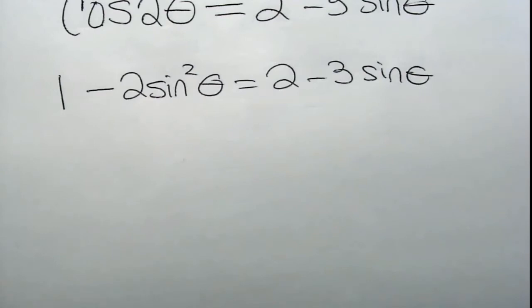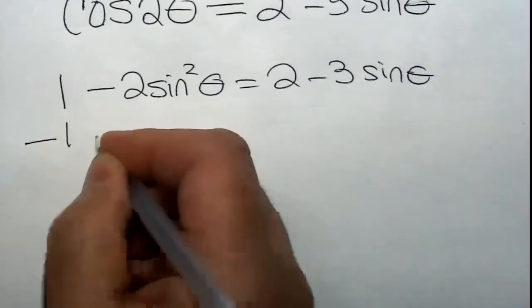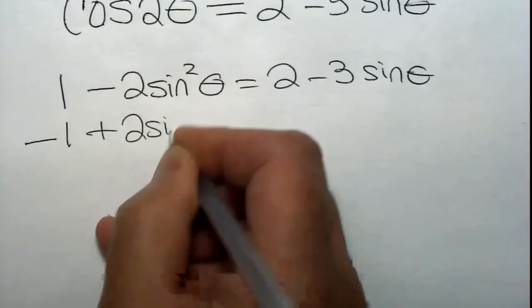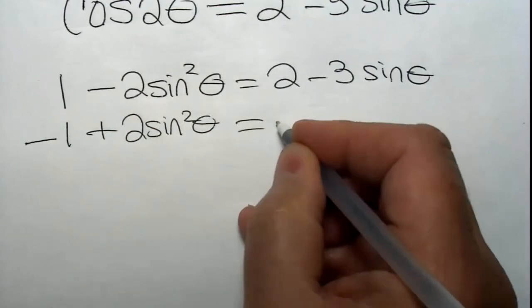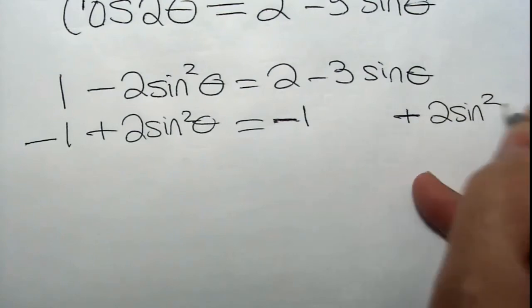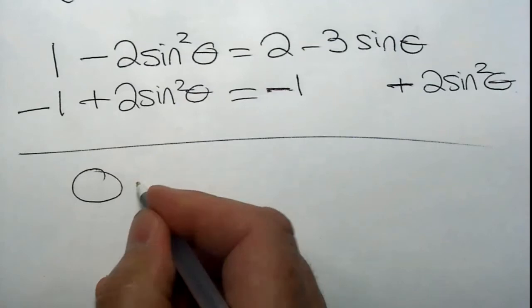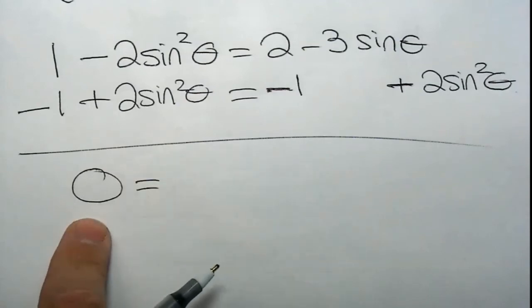This is a quadratic trig equation. And what you should do is get everything on one side. Let's move everything over like you would for any quadratic equation. So I'm moving these 2 items to the left side. The reason I'm doing that is because that makes the quadratic sine squared positive. So on the left side is 0, just like you should for any quadratic equation.